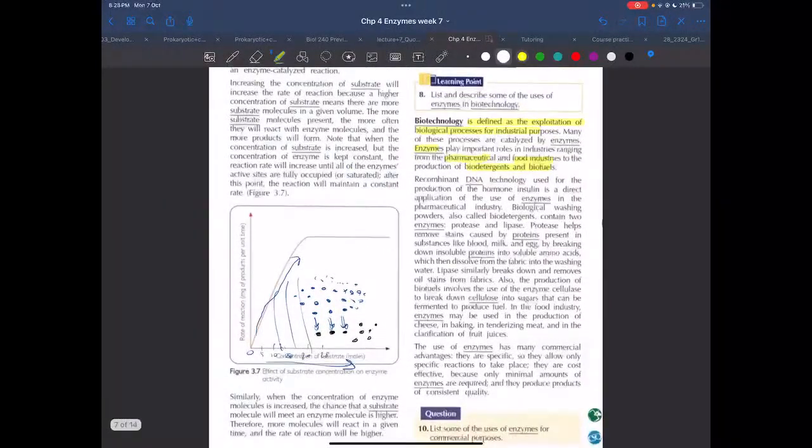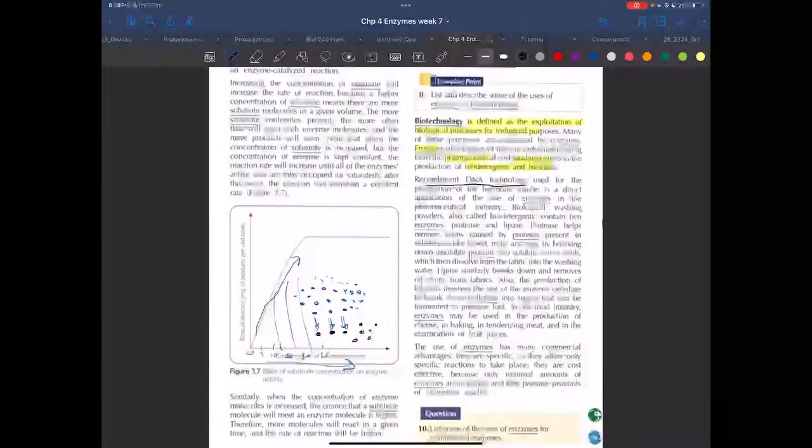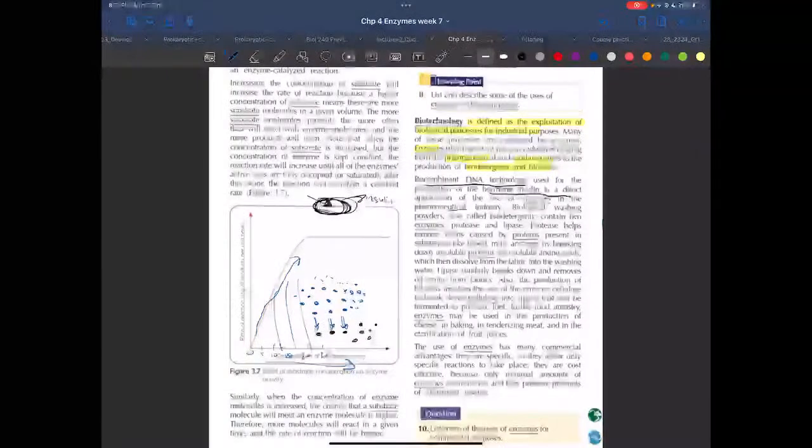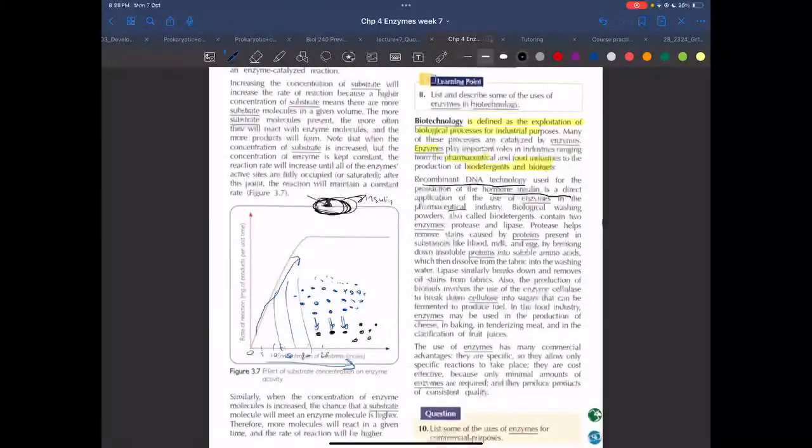Now we have one example of biotechnology. It's called recombinant DNA technology. It's used for the production of the hormone insulin in the pharmaceutical company. Usually they get a bacteria, and can you imagine, they insert an enzyme inside of it, and they make this bacteria start producing insulin. Because some people who have type 1 diabetes, I think it's type 1, do not produce insulin in their bodies.